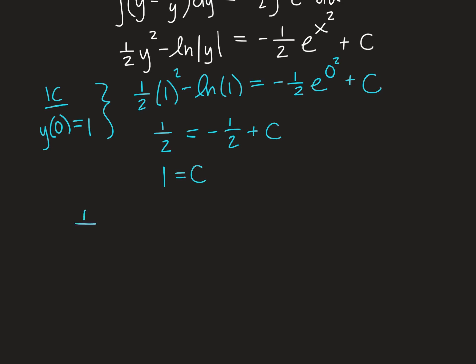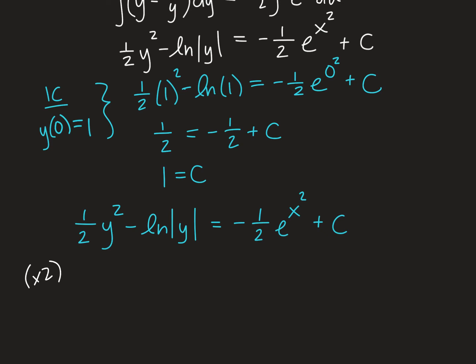So now our final answer is simply just plugging into the solution that we found, but plugging in 1 for c. Now, in general, it looks nicer to have integer coefficients for everything. So if you multiply everything through by 2, let's just multiply through everything by 2 to make it look nice. We can do that because it's an equation.